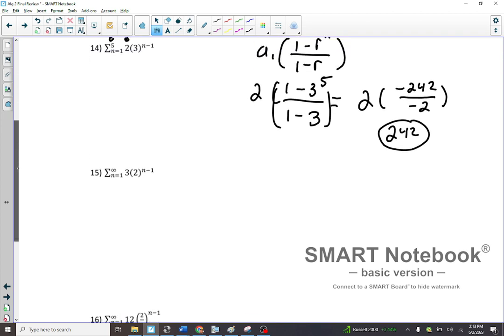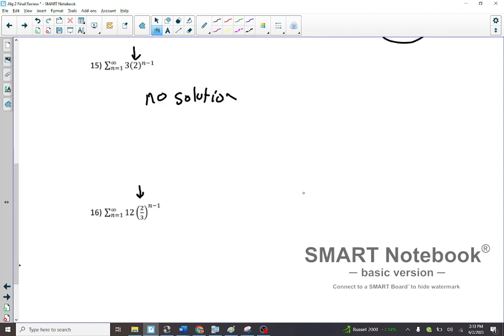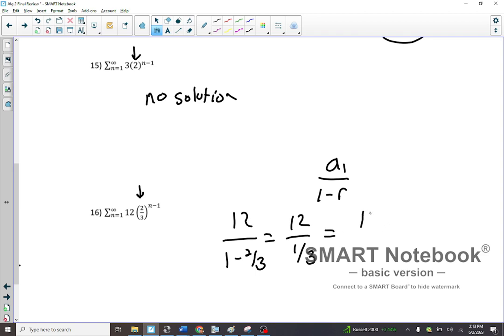This one is an infinite series, but because r is bigger than 1, this is non-convergent, or no solution. But this one's less than 1, so we can use the formula, which is a1 over 1 minus r. So 12 over 1 minus 2/3. 1 minus 2/3 is 1/3. When you divide by 1/3, it's the same thing as multiplying by 3, or the reciprocal, you can think of it. So that's going to be 36.